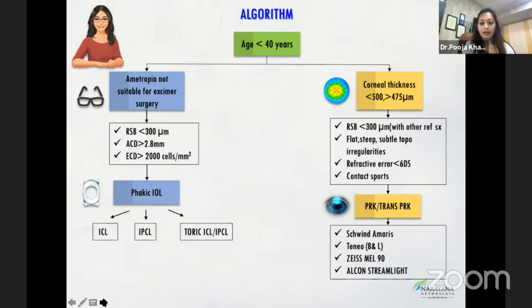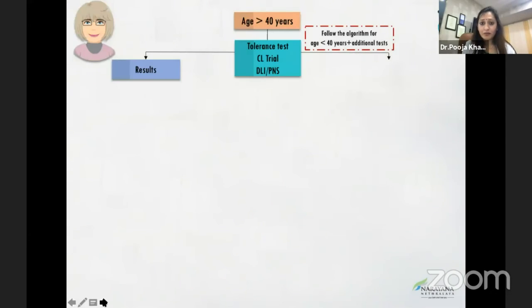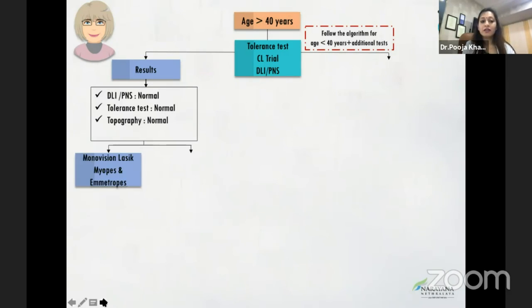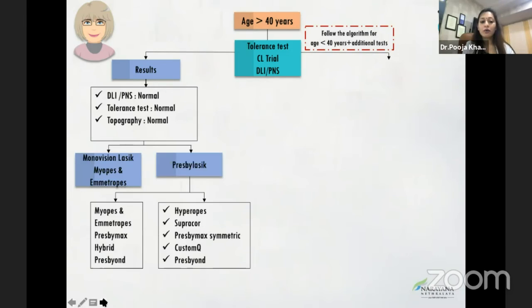If the patient is more than 40 years, you do a tolerance test for this patient, a contact lens trial. You check for internal aberrations. If everything is normal, you can go ahead and do a presbyopic LASIK surgery for this patient, depending on the machine and the principle they have.